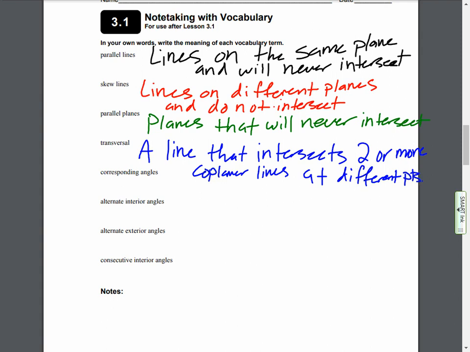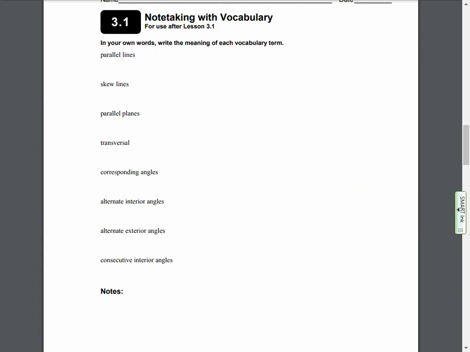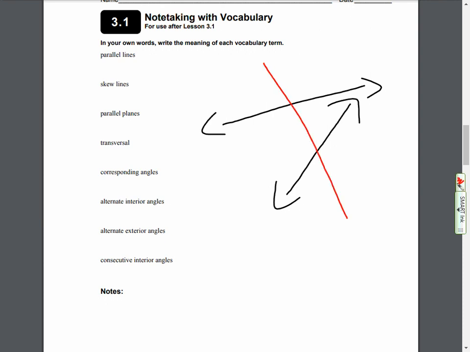And I'm going to draw an example of that. I'm going to erase here. We have two lines here. Okay, they're on the same plane. Our transversal is this line that cuts through these two lines. Okay. Our transversal is our red line. That is our transversal. Okay. Erase.